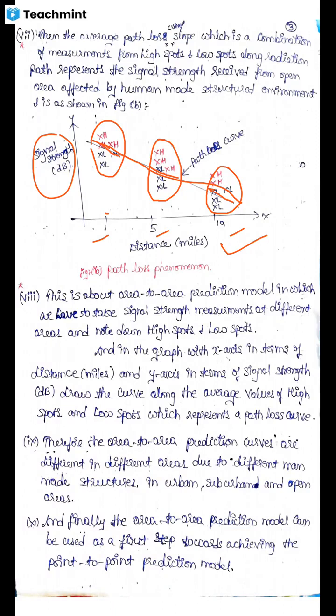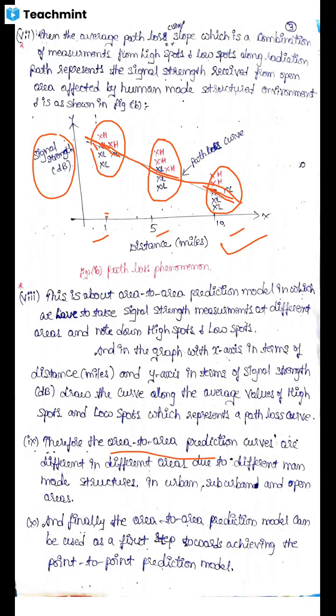See here at the 1 mile distance, I am getting the high signal strength. It means as it is near to the base station, I am getting the high signal strength. And as I am moving away from the base station up to 10 miles, the signal strength is gradually decreasing. This represents the path loss curve. That is how the signal strength is varying in a particular area due to different human-made structures and natural terrain configurations. This talks about the area to area prediction model.